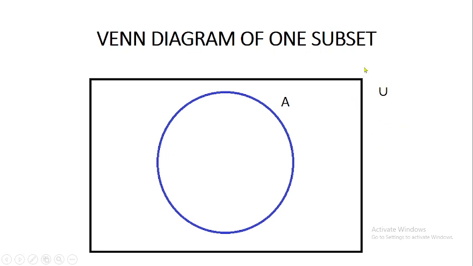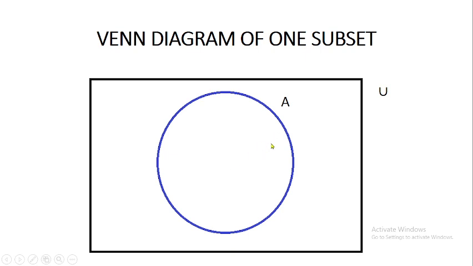If you don't understand that, please go and watch that video so that you understand the meaning of subset. Now, if you look at this diagram, we have this rectangular box which represents the universal set. Then inside the rectangular box, we have a circle which represents a set, and we name that set A. So we have a universal set and we have a set A inside the universal set.